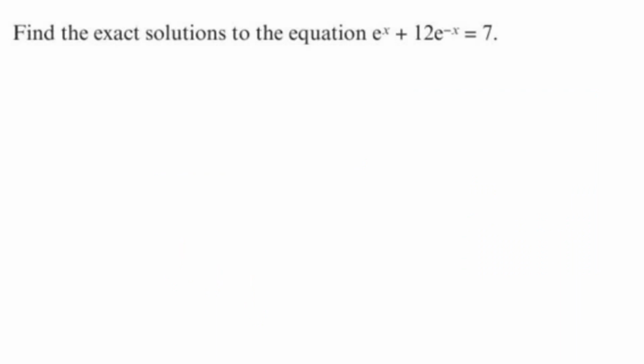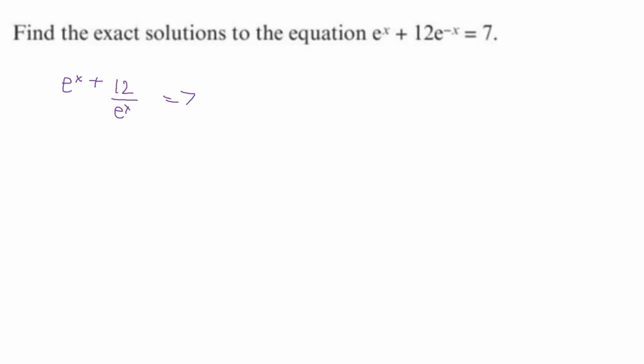Now, what about something like this one? e to the power of x plus 12e to the negative x is equal to 7. How are we going to solve that? The first thing I'm going to do is use my laws of indices, and I'll show you what I mean. So e to the power of x plus 12 over e to the x is equal to 7.